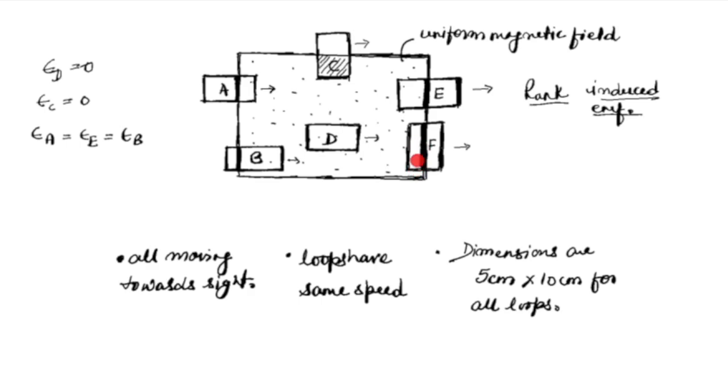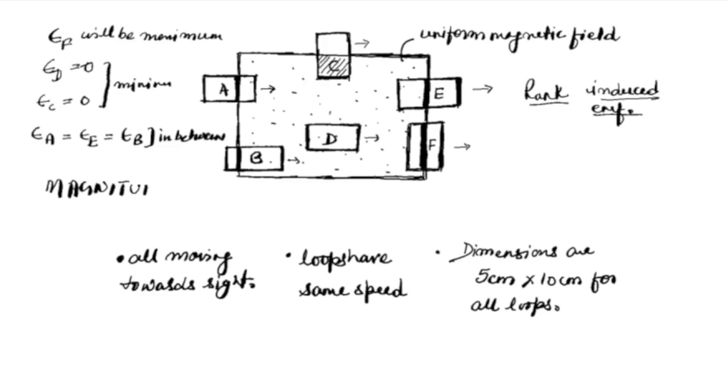So this is the main thing: the top ranker is this one. EF will be maximum, and these are minimum, and these are in betweeners, medium in betweeners. And remember, we are talking only about the magnitude, because we were just asked to rank the magnitude. Thank you.